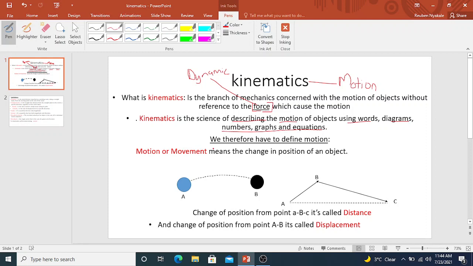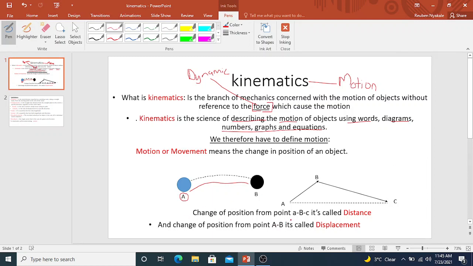We therefore have to define motion. What is motion? Motion or movement means the change in position of an object. When you are at position A, moving to point B, you can tell that there's a change of position from point A to point B, from blue to black.